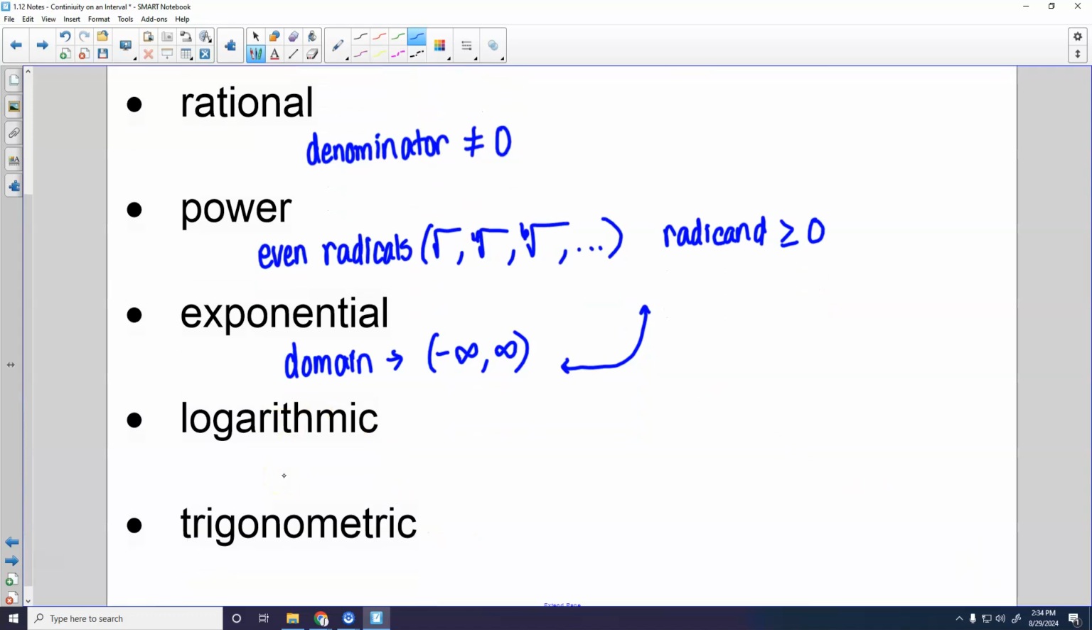A log function, though, I do not know the name for what you're taking the log of. I don't know if it has a name like radicand is what you're taking the root of. I don't know if there's a name for this. So, the expression inside the log has to be greater than 0. It cannot equal 0.